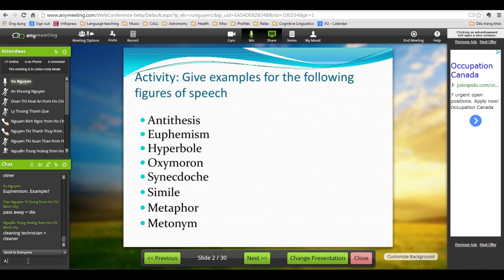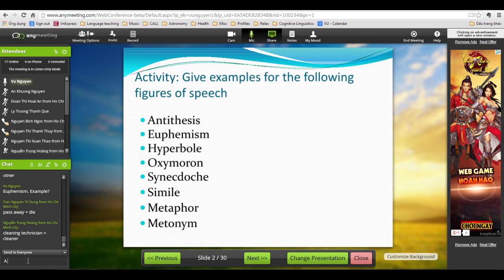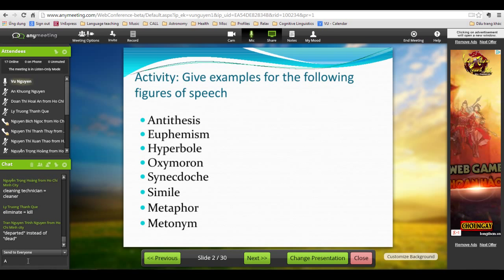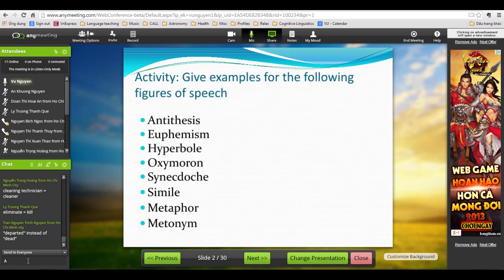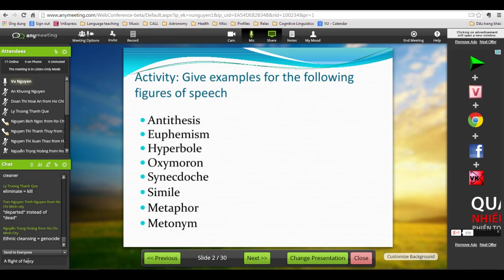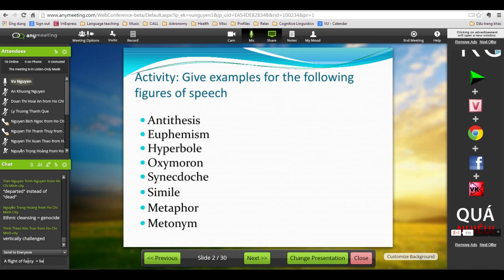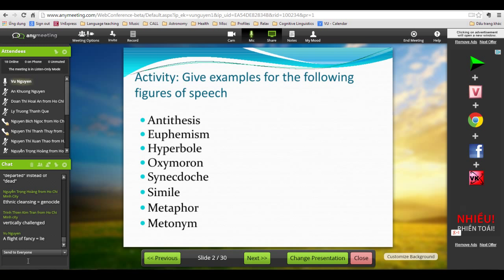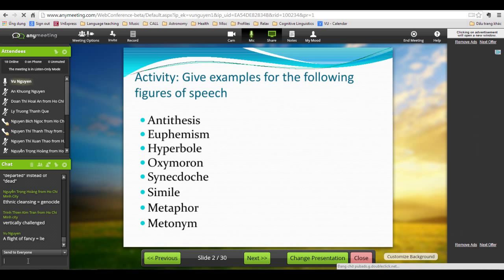Well, you know what? We use euphemism to make distressing and uncomfortable expressions gentler. Yeah, eliminate to mean kill. That can be a good one. On this one, a flight of fancy to mean to lie. Okay. Ethnic cleansing. Wow, I love that. It's a very good example. Vertically challenged. Good.